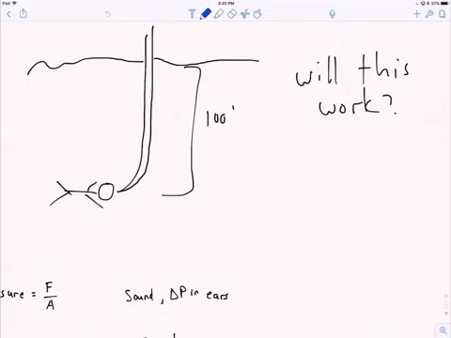I have a 105-foot snorkel, so I'm going to snorkel down 100 feet underwater. Will this work? Why not? What if I get bigger lungs? What if I transfigure into Harry Potter, transfigure into a blue whale, and I put a 100-foot snorkel on my blowhole, and I try and breathe as a blue whale underwater?